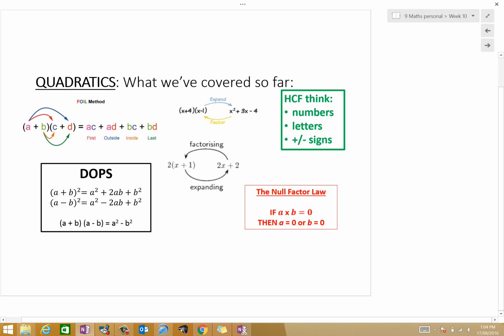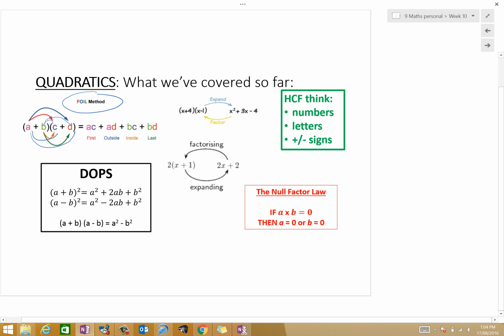What have we looked at so far? Well, we've looked at expanding, I guess the FOIL method. We expand the first things, then the things on the outside, then the inside, and then we do the last two things. Okay, so we've looked at expanding.